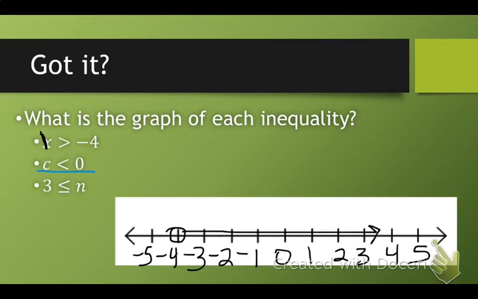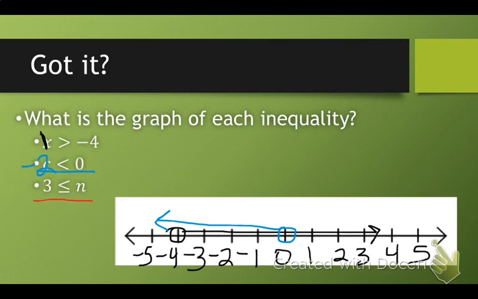C is less than 0. I do not have the or equal to symbol, so I'm just going to have an open circle on my 0. And it says C are all the numbers less than 0. So this arrow, I believe, is going to be pointing to the left. And once again, I can double check, plugging in a number from that line. -2 is less than 0. That is a true math statement, so I think I'm on the right track.